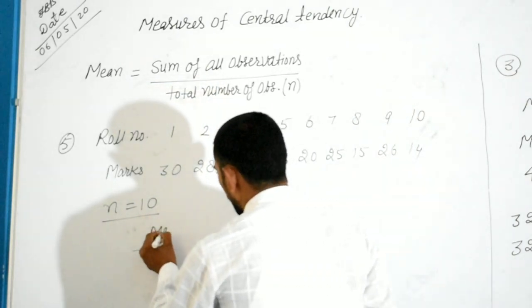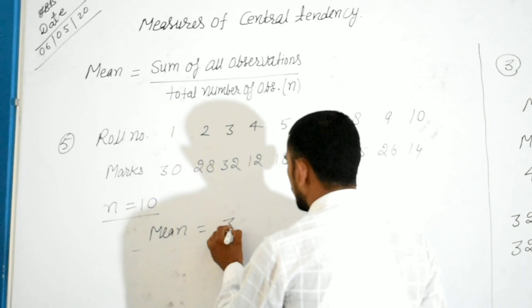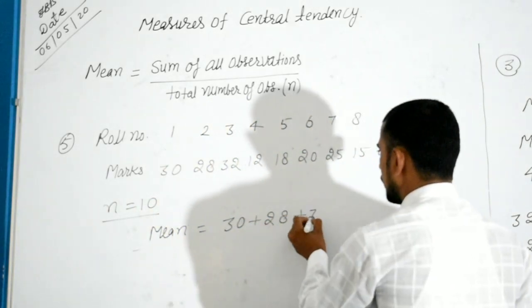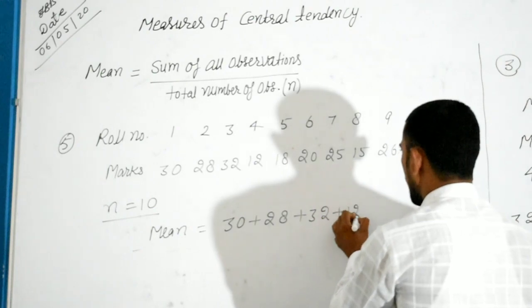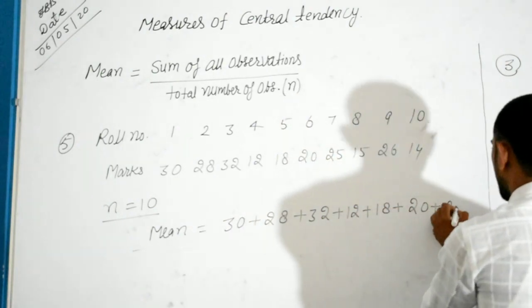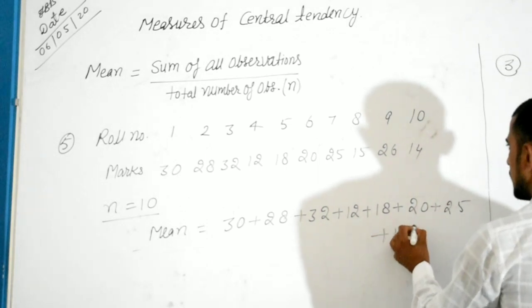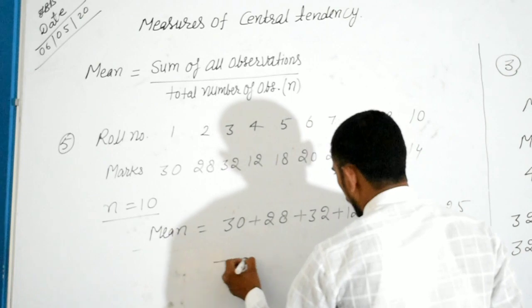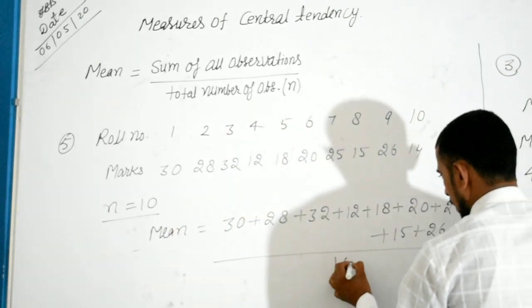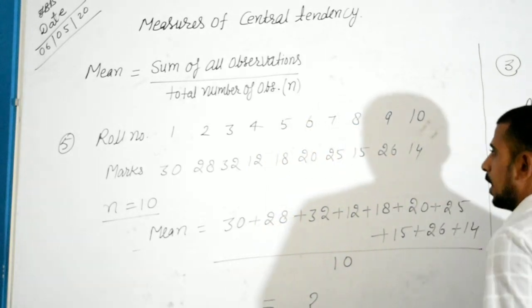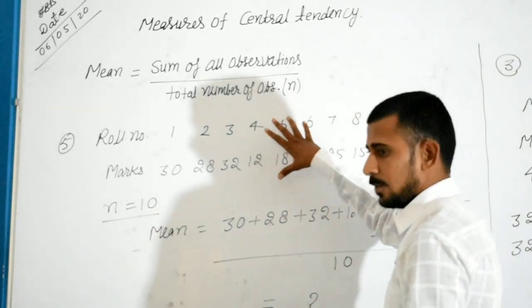Now find the value of mean. Mean is equal to 30 plus 28 plus 32 plus 12 plus 18 plus 20 plus 25 plus 15 plus 26 plus 14 upon 10. You can find the mean of these marks.